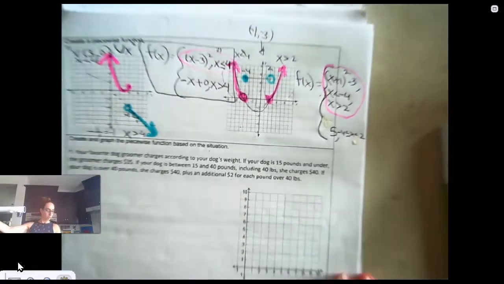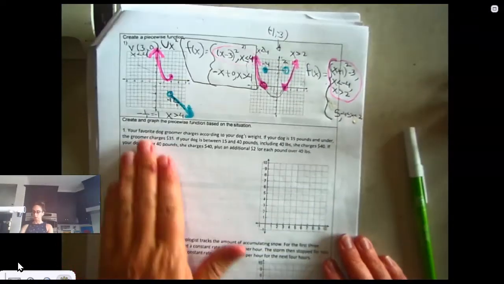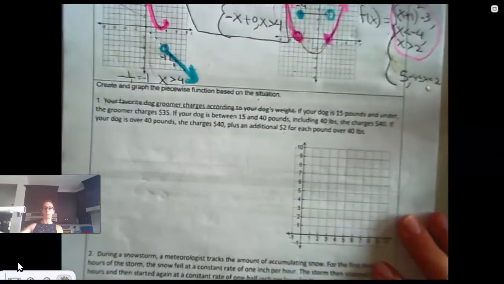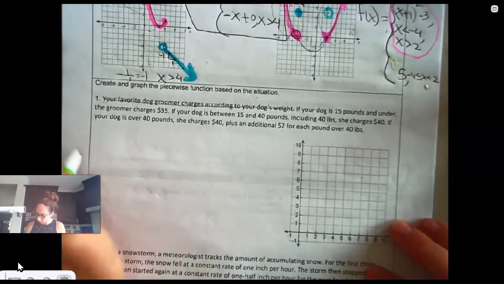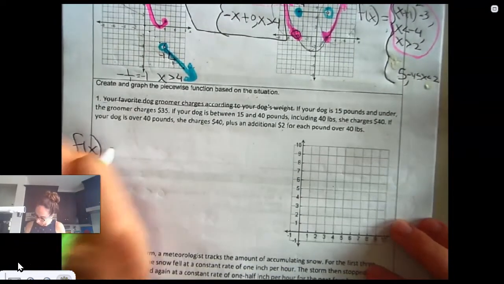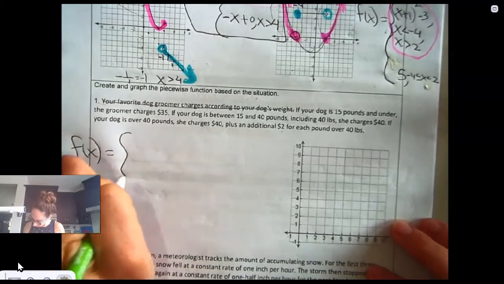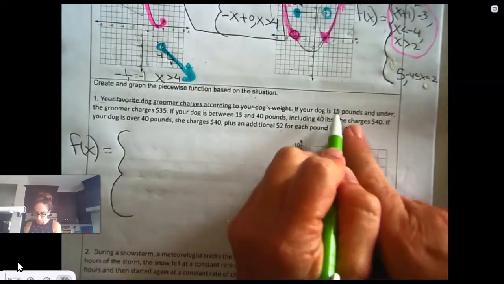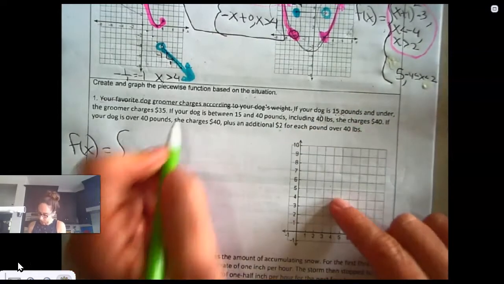Now what we're going to do is create a piecewise function in this situation. Okay, so let's see if we can read this. Your favorite dog groomer charges you according to your dog's weight. Okay, that's exciting, but it's not math, so it's good to know, but it's not going to help me get a piecewise function. Okay, and if I'm going to write a piecewise function, let me go f of x equals, hopefully I made that big enough.